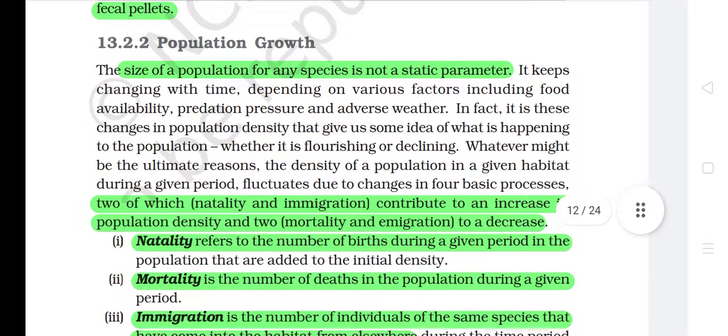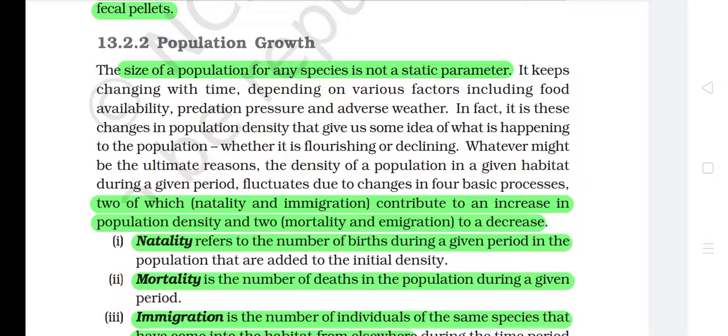13.2.2 Population Growth. The size of a population for any species is not a static parameter. It keeps changing with time, depending on various factors including food availability, predation pressure, and adverse weather. In fact, it is these changes in population density that give us some idea of what is happening to the population, whether it is flourishing or declining.